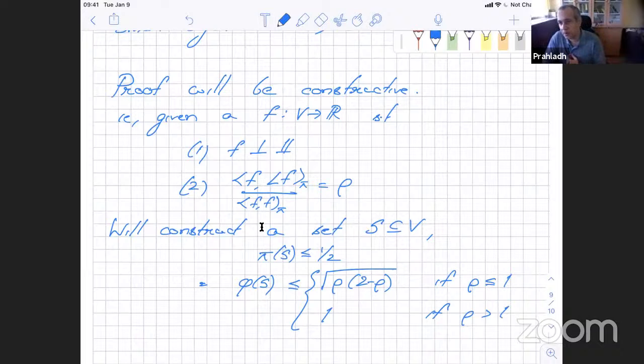What can I show? This statement will imply the lemma which we want, because I'm going to prove a stronger statement. Is this clear? So we will give a constructive proof of this. You give me a vector orthogonal to the all ones, which demonstrates that the Rayleigh coefficient, the Courant-Fischer characterization, is small. It's a witness to the fact that the second eigenvalue is small. From the belly of that vector, I'm going to pull out a set which has this feature.